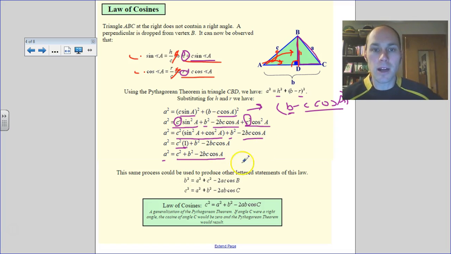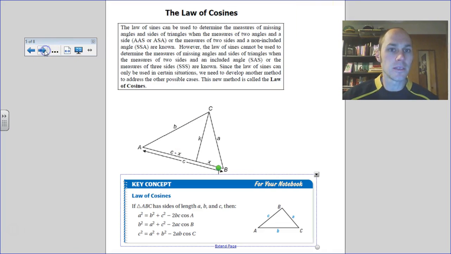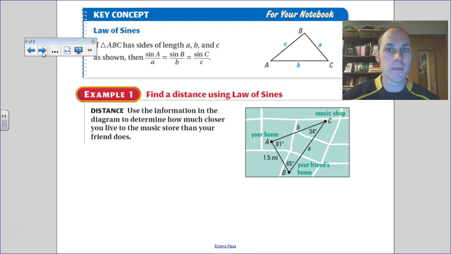We can follow that same process to find the other variables for b squared and c squared. I won't show you that process, but you just have to trust that it works out. So that's the law of cosines. And as long as we know a couple of sides and an angle, or all 3 sides, we can figure out the other missing parts by solving the equation.